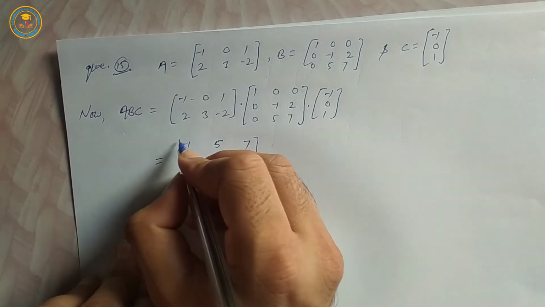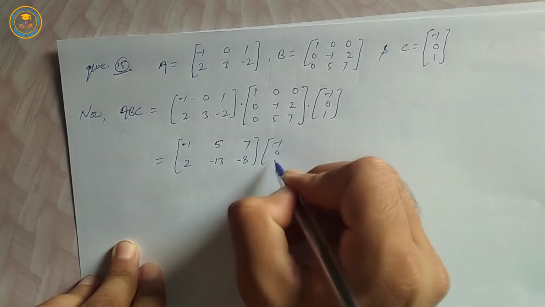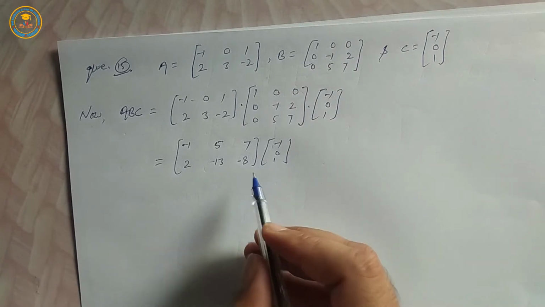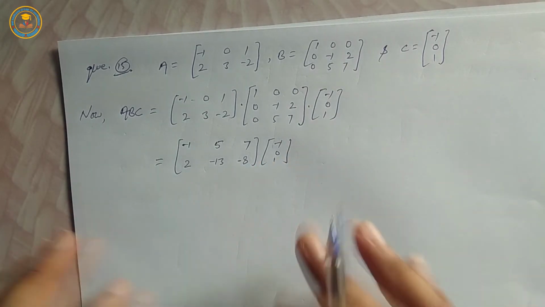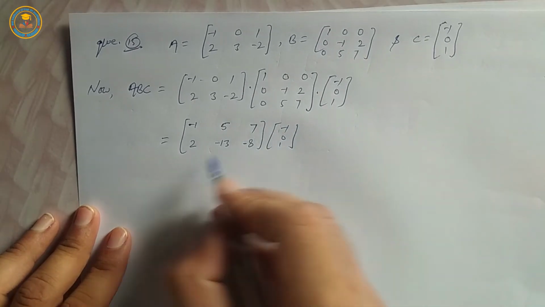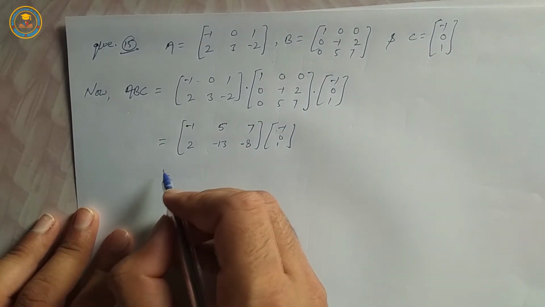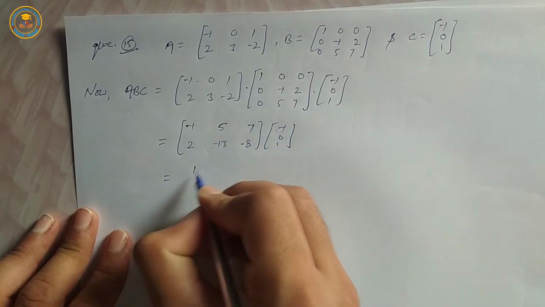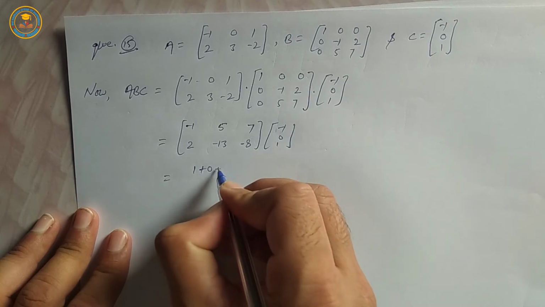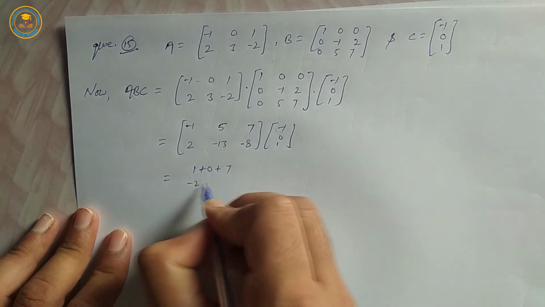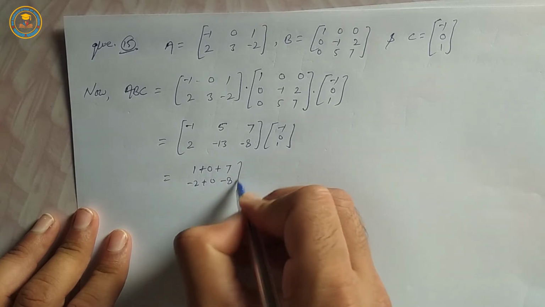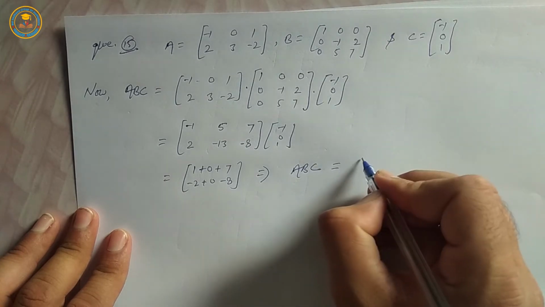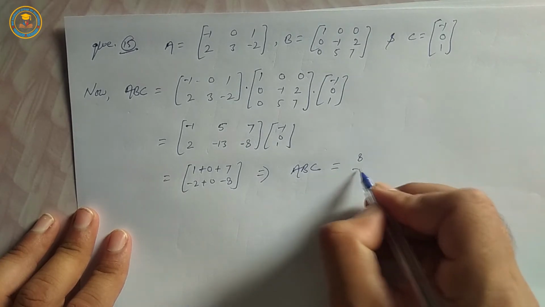Then matrix AB into [-1 0 1]. Again, matrix A into matrix B, first row first column is equal to -1 into -1 plus 1 plus 0 plus 7, that is -2 plus 0 minus 8. This implies ABC is equal to 8 and -10.